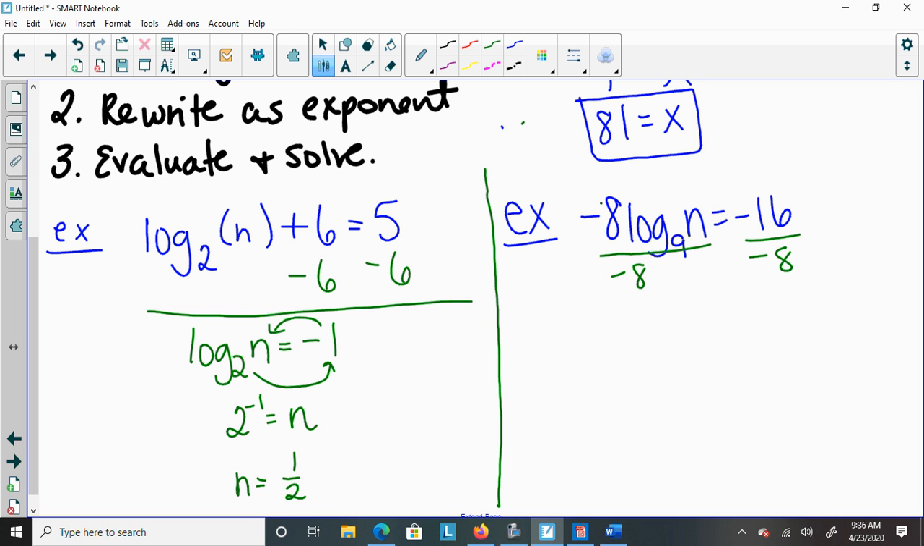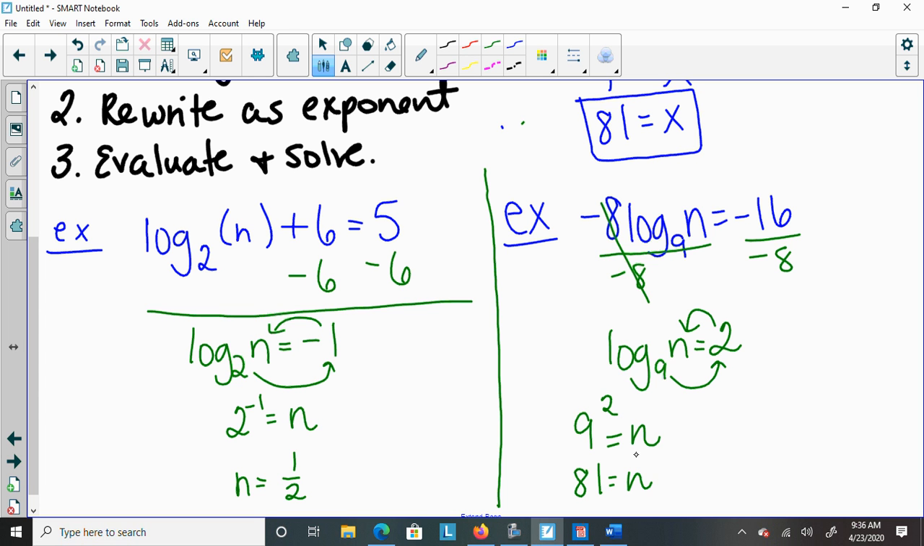Okay, and the negative 8 goes away. So log base 9 of n is equal to 2. Ooh, we already did this one at the beginning. Then we look and we say, okay, now I can write it as a power. My base is 9 to the second equals n. And 9 to the second, we've already said, is 81. So 81 is your answer. Okay, I'll circle all those.